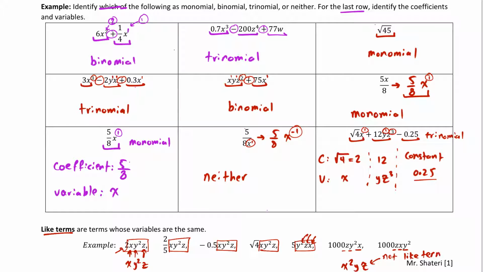a like term, because even though it has the same variables x, y, z, it doesn't have the same exponent for all of them. So you have to be very careful when you're looking for like terms to be looking for both the variables and their exponents, and making sure that for each term the variables and their exponents are matching in order to identify them as like terms.